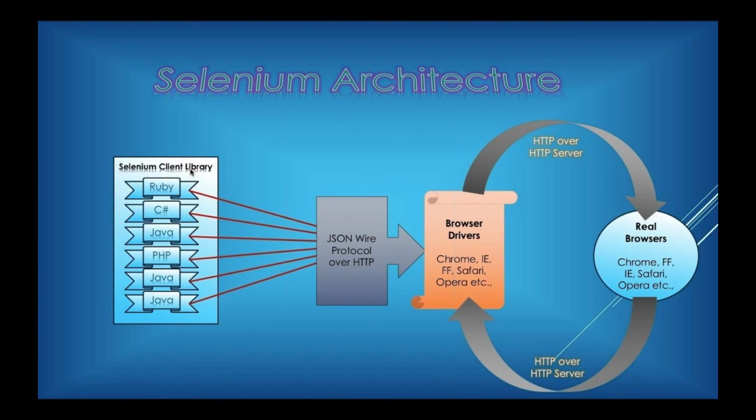Always remember that the client library sends the request to the server in the form of JSON. We have the JSON wire protocol over HTTP, and everything is through the HTTP protocol, guys. HTTP means hypertext transfer protocol. Over HTTP, all the requests are sent to these drivers, and these drivers perform actions on the real browsers. The real browsers send the response to the drivers, and from the drivers, over the HTTP protocol, they send the response to the client. This is what is happening.